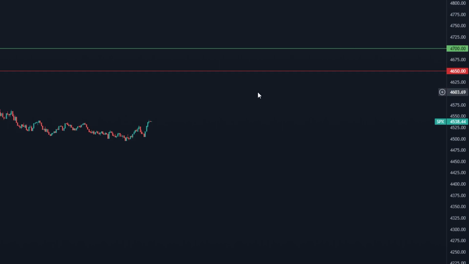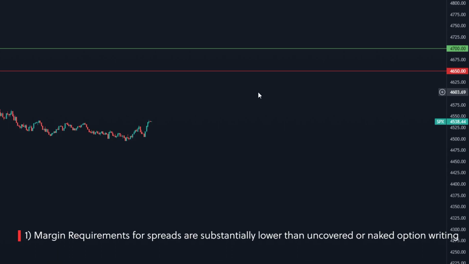The first one is that the margin requirement for credit spreads is substantially lower than uncovered options. If I were just to sell this uncovered 4650 call, the margin requirement would be incredible on this. Especially on SPX, depending on the number of contracts you're going to be selling, you could be talking over 6 figures, well into the 6 figures. However, when you bring in buying a call, you get that net reduction in margin requirement.